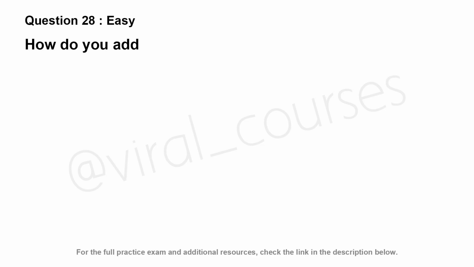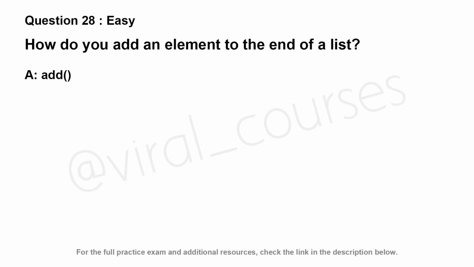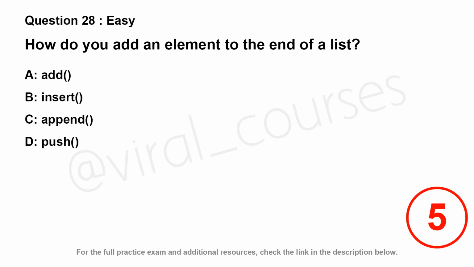How do you add an element to the end of a list? Option A, add. Option B, insert. Option C, append. Option D, push.